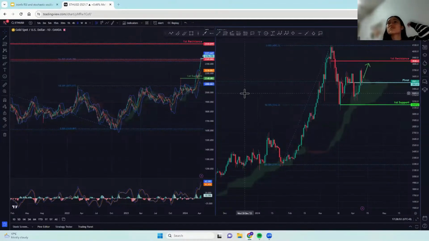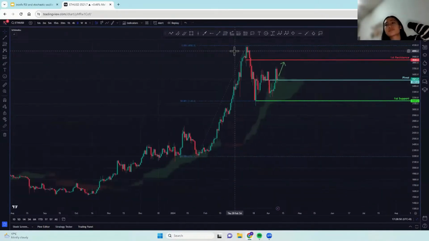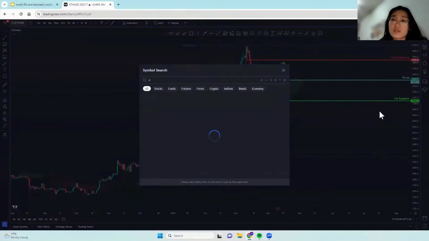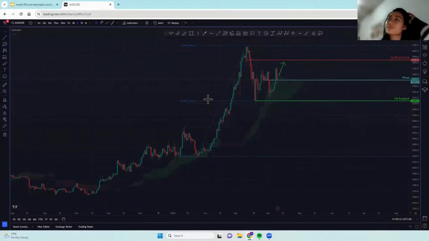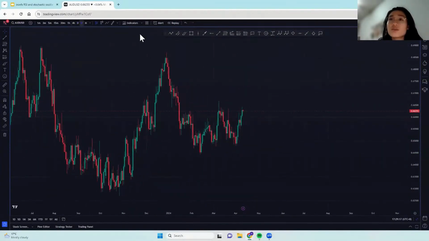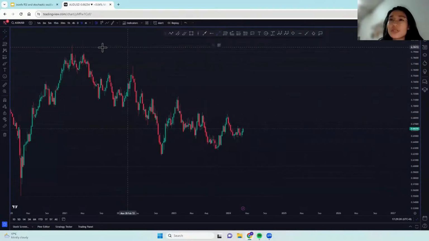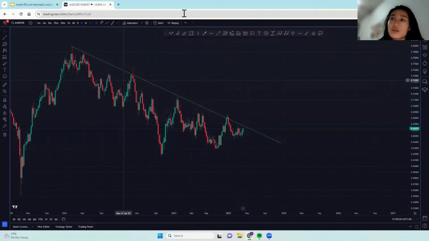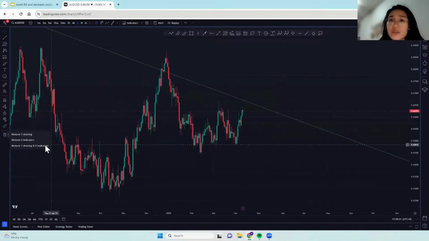Okay, let's start by looking at AUD maybe. Okay, so on our weekly time frame, prices are moving in this descending trend line. Again, what makes a valid trend line is if there are at least 3 touches, which you can see here, we do have that.